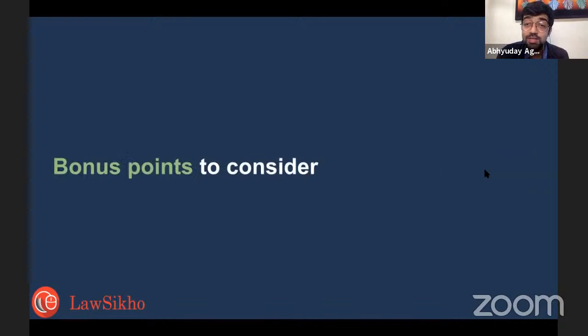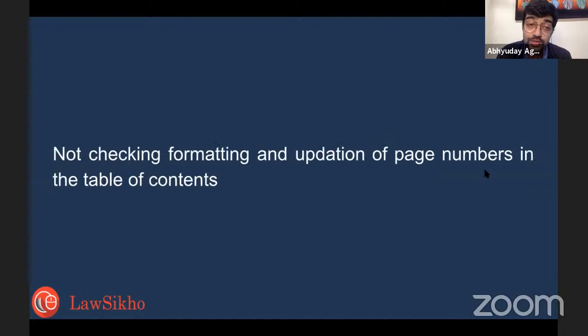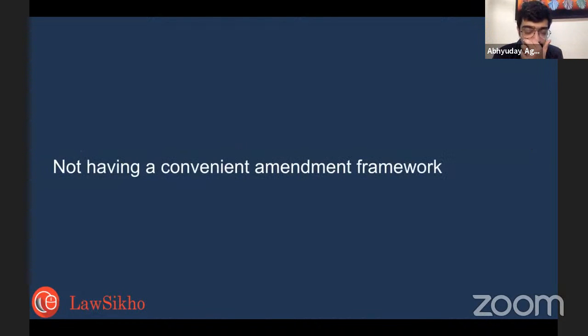Now there are some basic bonus points to consider. Check formatting and updating of page numbers in the table of contents. Always look for line spacing gaps. In Microsoft Word, there's a dirty additional paragraph spacing that keeps coming in from time to time. You want to remove any extra spacing or indents.